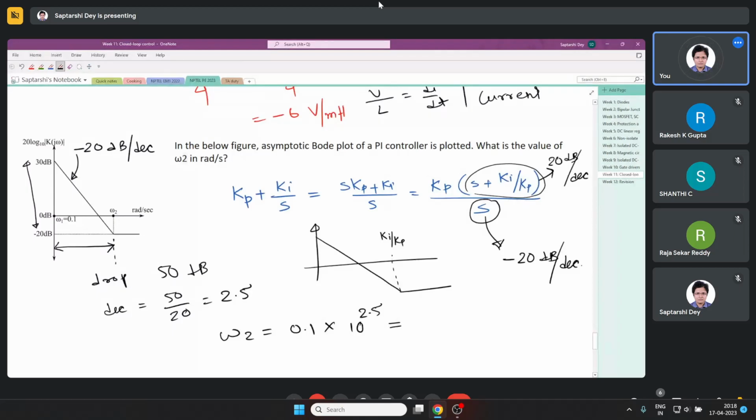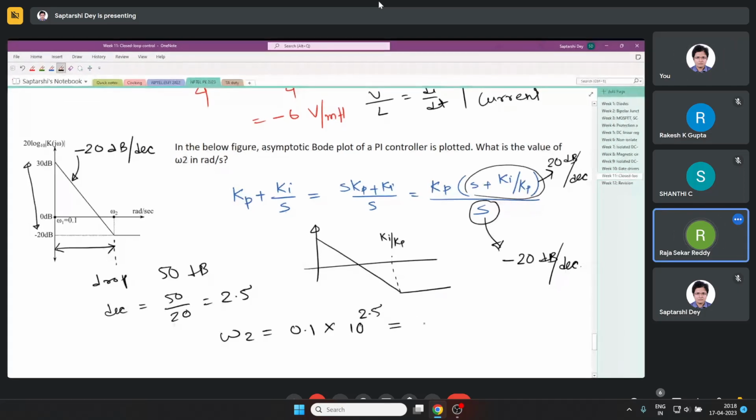Can you tell me how much it is? Somewhere close to 31, 32. Yeah, 31.6 radians per second. 31.6 radian per second.